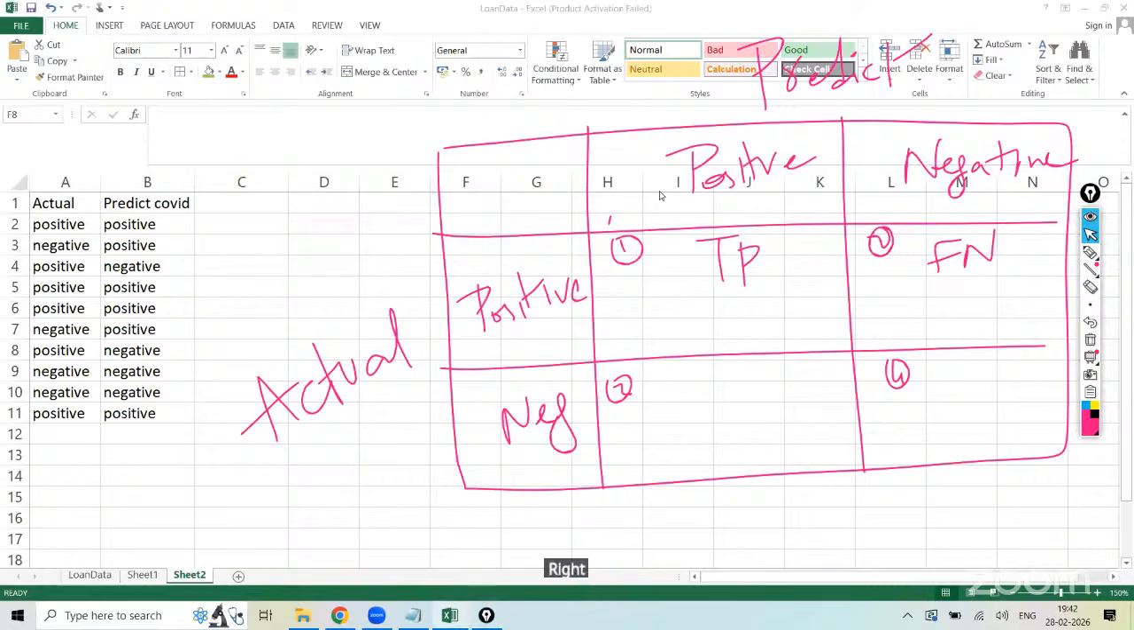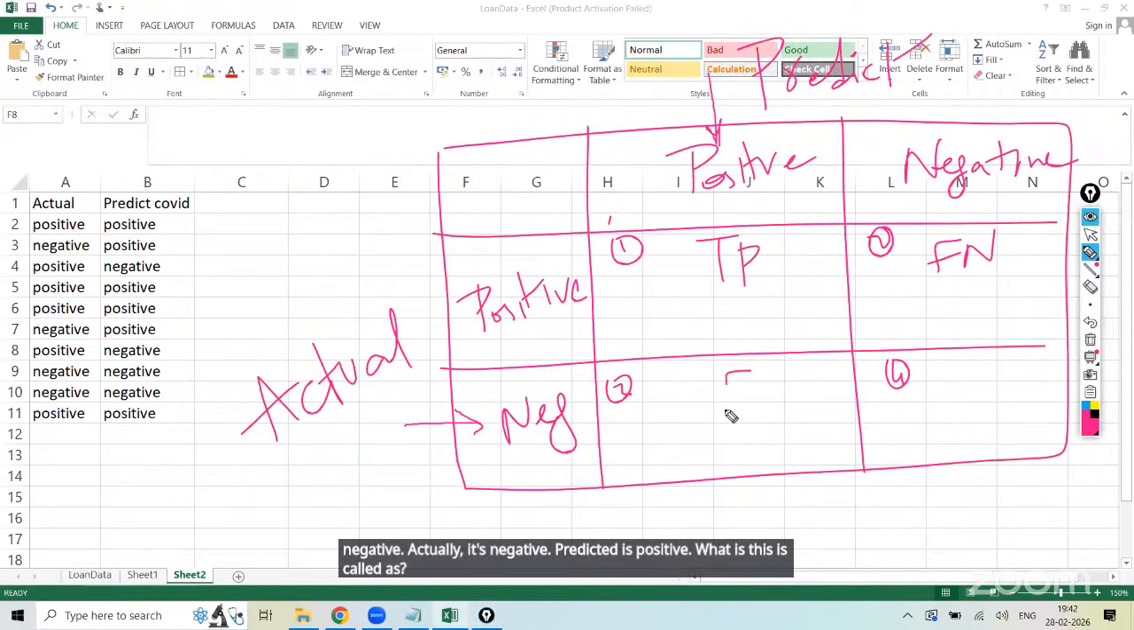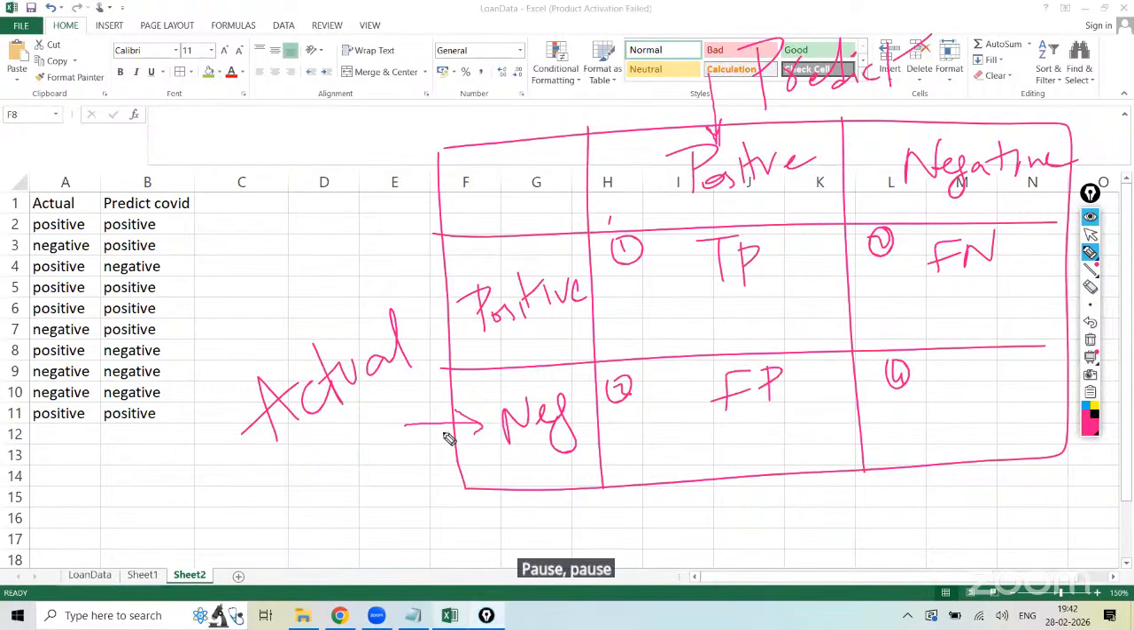Right? What about the third one? What is the third one? Actual is negative. Predicted is positive. What is this called? Positive. This is negative, this is also negative. What is it called? True negative.